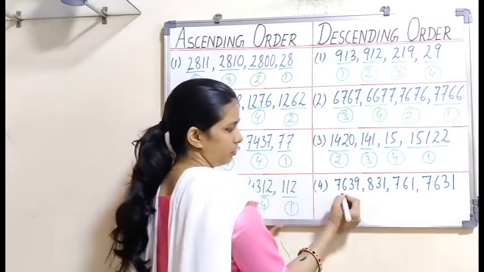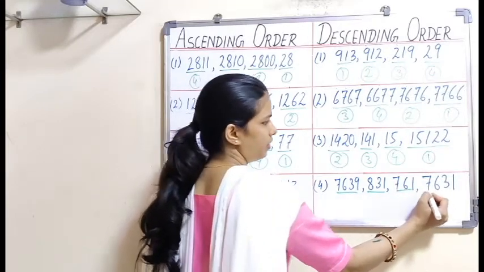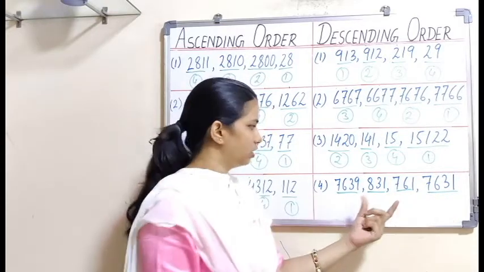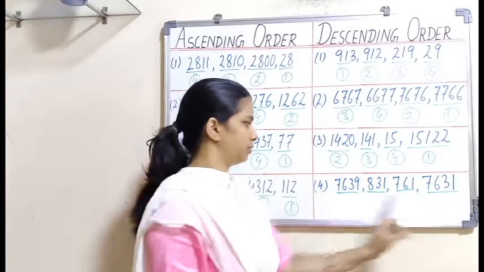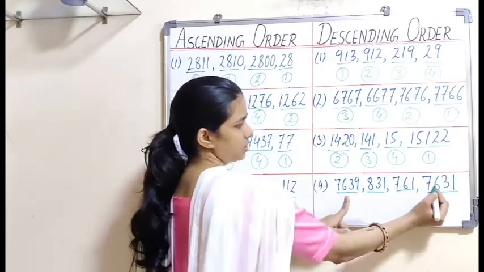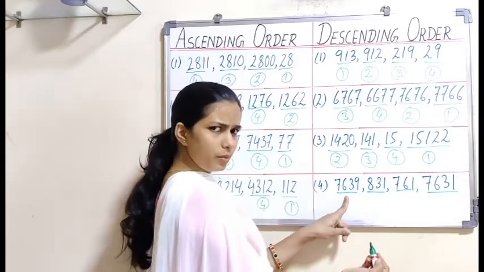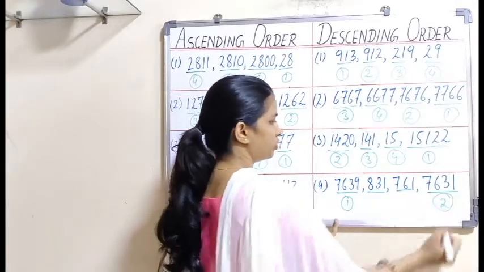Now the fourth one. We have a 4-digit number, a 3-digit number, and another 3-digit and 4-digit number. Obviously the 4-digit numbers will be greater. Now out of these two we need to find out which one is the greater one. So we have 76, 76, then 39 and 31. So 39 will be greater, right? So we number this as 1, we number this as 2.